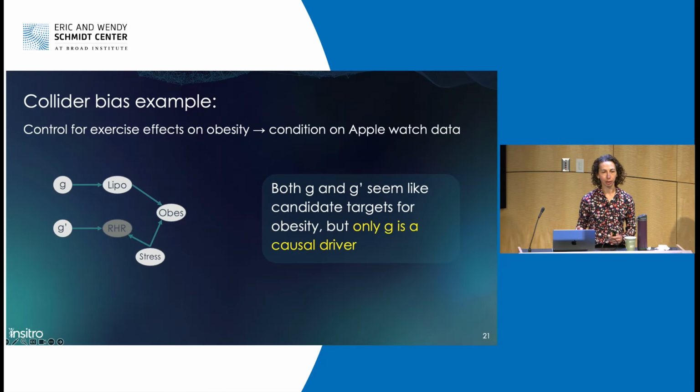As an example of this, it may seem very reasonable when studying obesity to want to control for the effects of exercise. So we run a study, we give everybody Apple Watches, we condition on this data, and in that data is resting heart rate. Resting heart rate is not causal of obesity, but stress is causal of resting heart rate and is also causal of obesity. So this gene, G prime here, looks like a promising target. But if you're about to go spend tens of millions of dollars taking this to the clinic, how do you feel about G versus G prime?